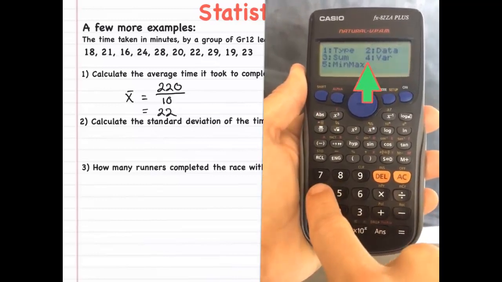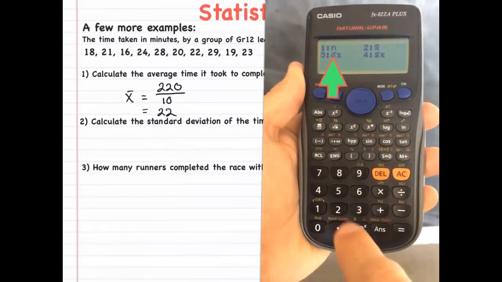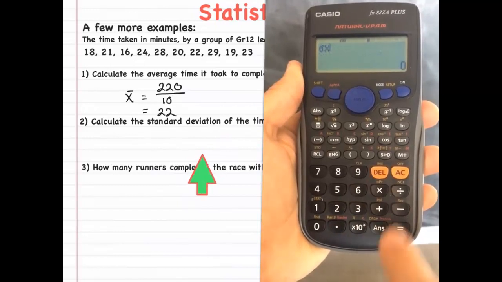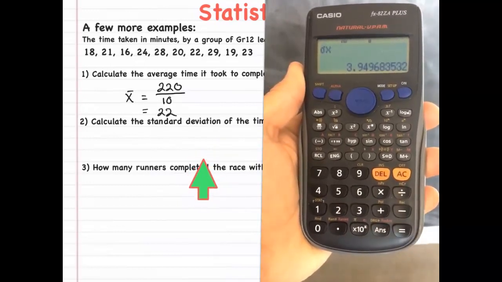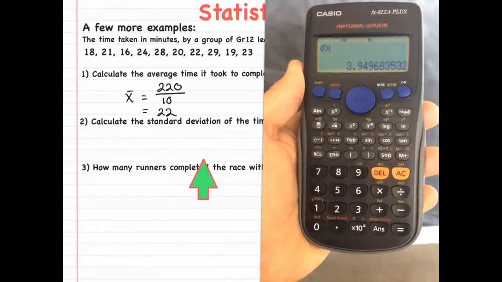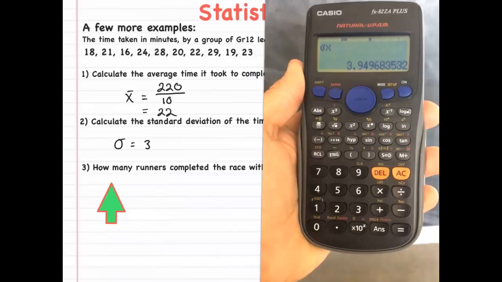And there we go, we want the variance and we want sigma because we want the standard deviation. And then you press equal and there we go. So now we know what the standard deviation is. Our sigma is equal to 3,95 when we round it off to 2 decimals.